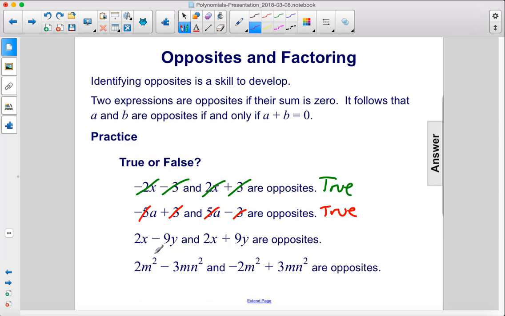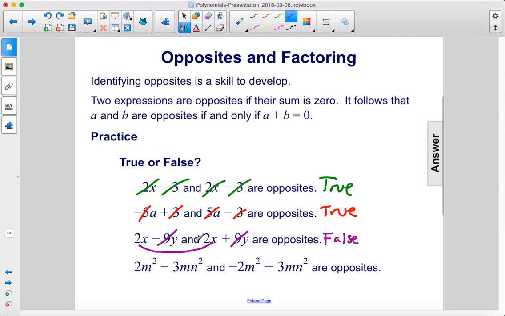Moving on, we have 2x minus 9y and 2x plus 9y. Are those opposites? Well, the 9y's would cancel out, negative 9y and positive 9y, but this 2x and that 2x would just add together and make 4x. So these are not opposites.